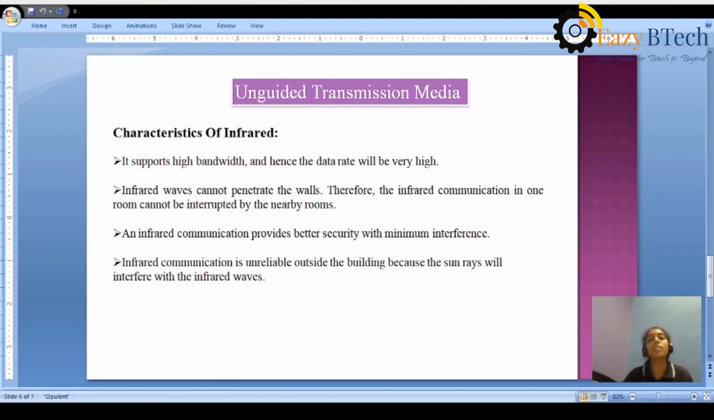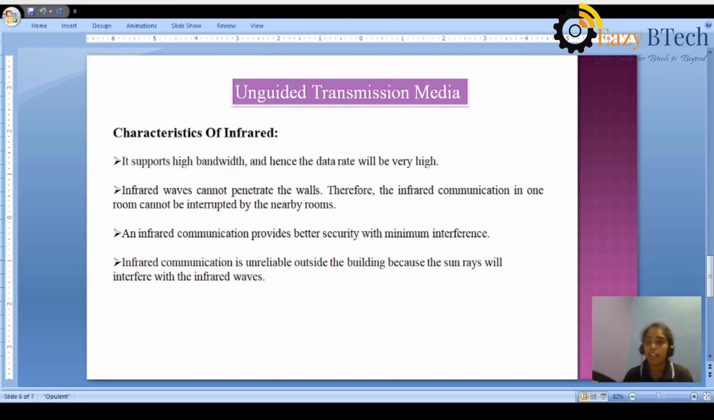When these distances are crossed, the communication is unreliable. I already said the communication within the building is very flexible and reliable. But whenever it goes outside the building, the sun rays will interfere with the infrared waves, and the data will become unreliable. That is the main disadvantage of infrared rays or waves.